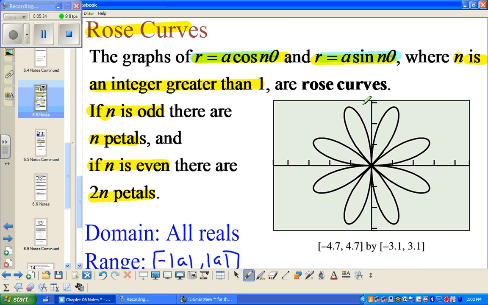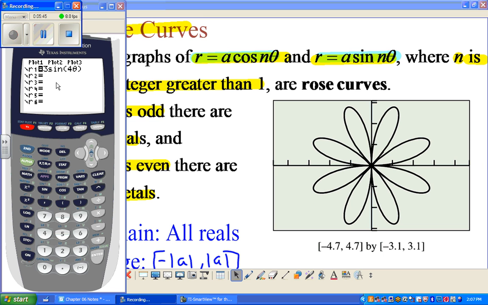So one other thing you'll want to do is plug in cosine and sine and see how the graph changes. Now I'll show you a graph of an equation on the graphing calculator. There's a couple things to consider when you're graphing on your calculator.